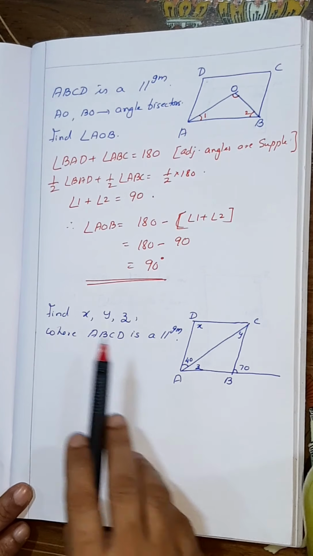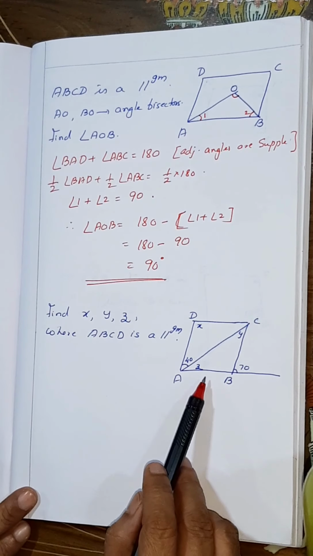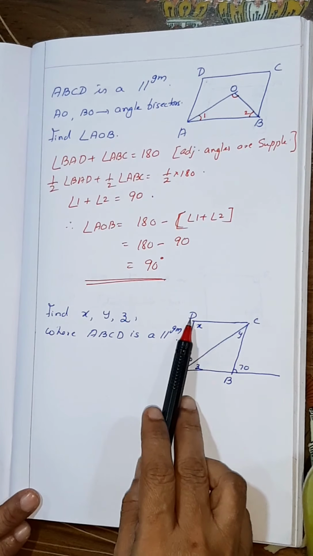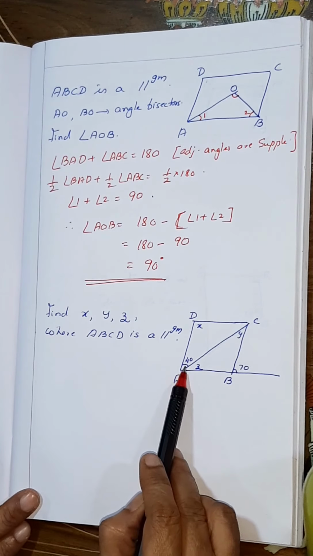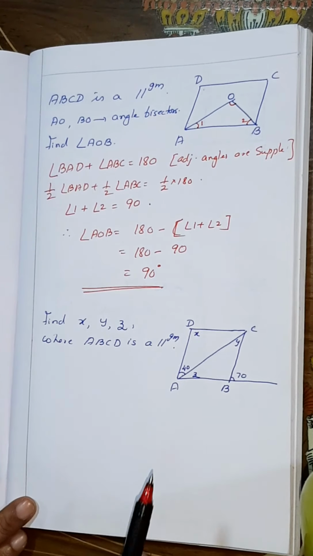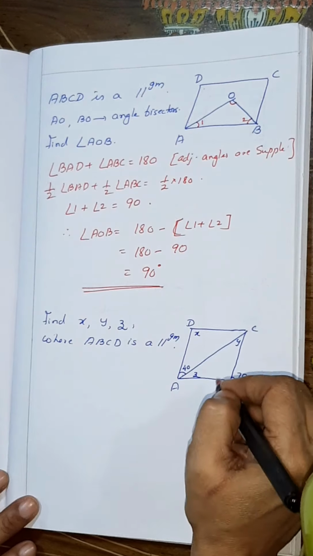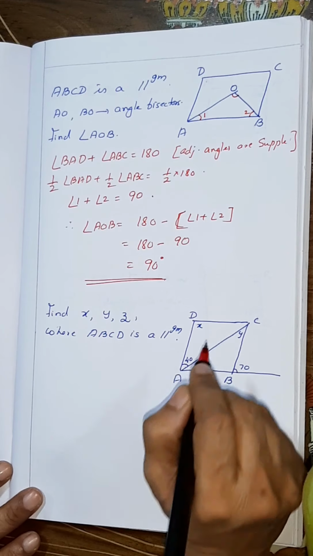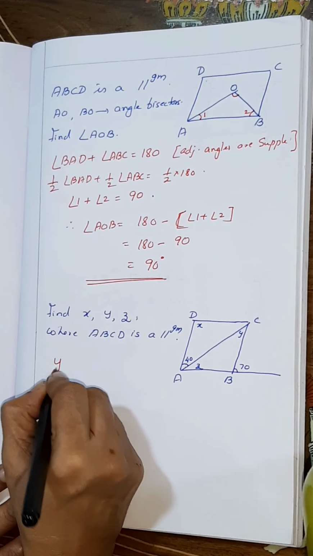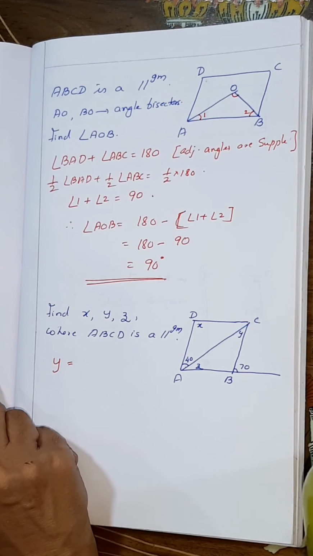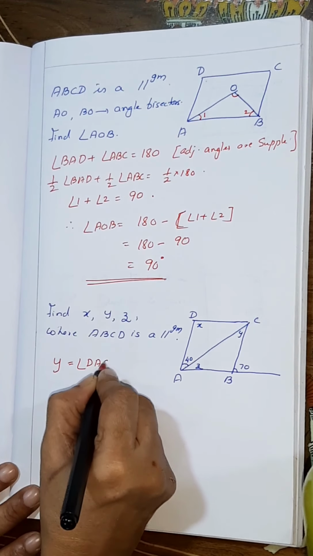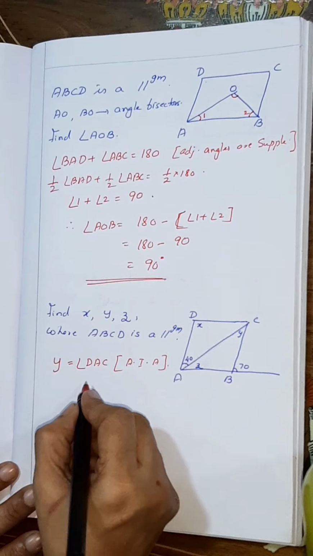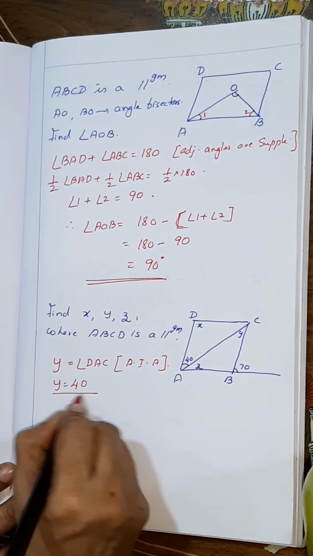Now here find x, y, z where ABCD is a parallelogram, and this external angle is given as 70, and this angle CAD as 40. Now we have to find x, y and z. Now since it's a parallelogram, we can say y is equal to angle DAC, the reason is alternate interior angles. So y is equal to 40 degrees.